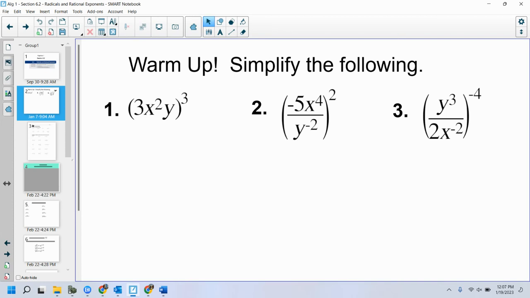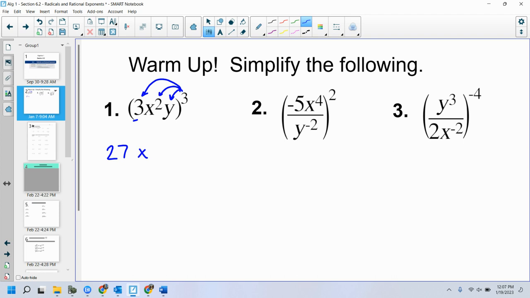Okay, so let's take a look here. What is this problem telling you to do with that 3 sitting outside the parentheses? Distribute it in, right? So I'm going to take this 3, bring it here, here, and here. What does this 3 turn into? 27. Because it is 3 to the 3rd power. It is not 3 times 3. It's 3 to the 3rd power, which is 27.